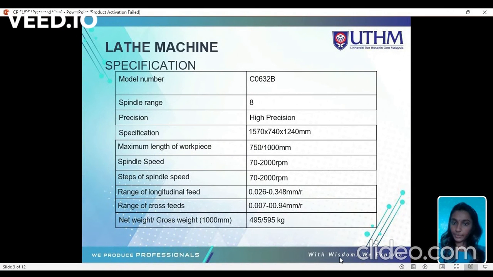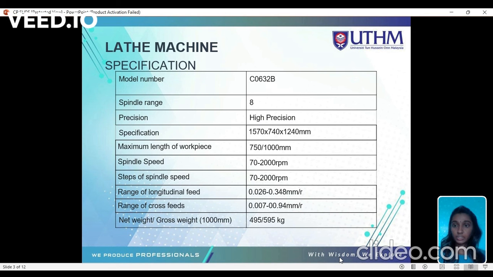My name is Divya Annaprampan Gumanan. My matrix number is CD200089, and today I'll be presenting on behalf of our group project assignment. So, for this group project, my part is about lathe machines. So I will start with the specification of lathe machine.